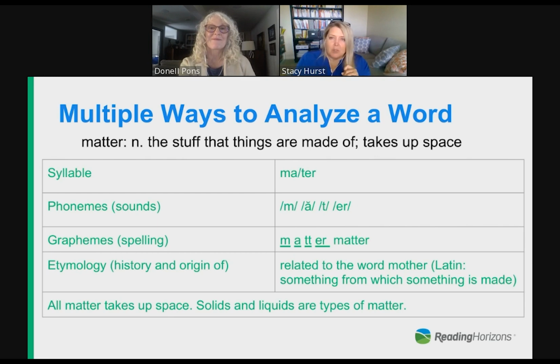But here is the cool thing etymologically. It's related to a Latin word that means mother, right? So it's something from which something is made. So that also helps students really own that word. So all matter takes up space. Solids and liquids are types of matter.